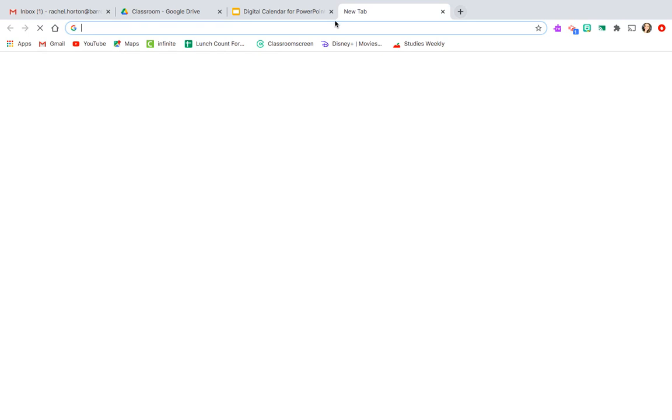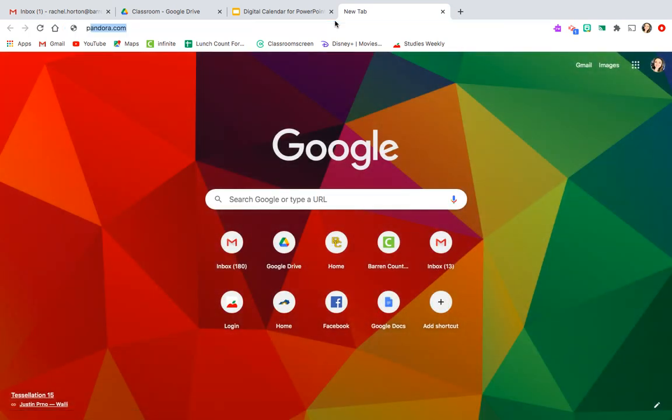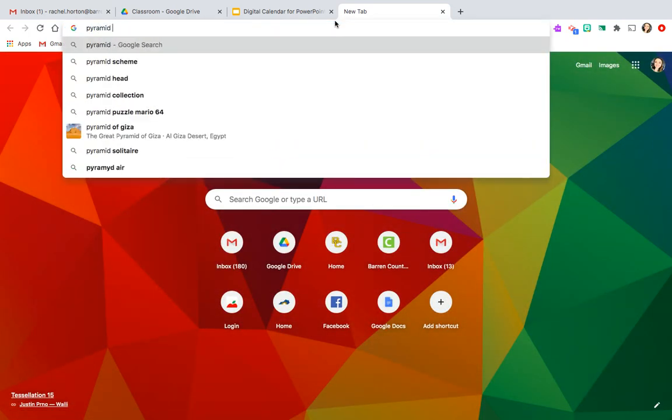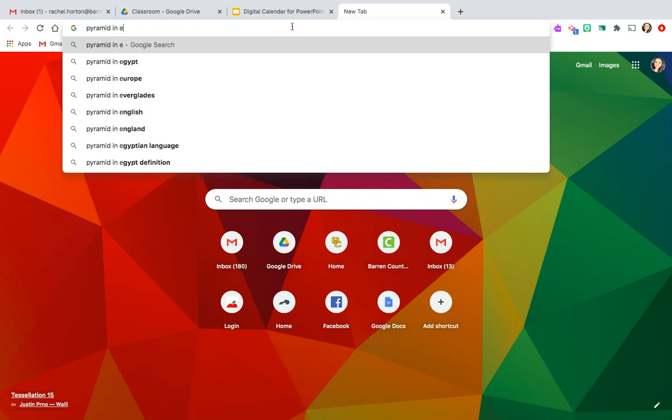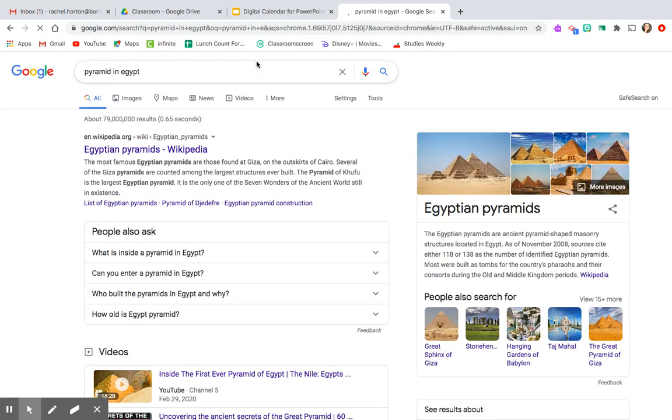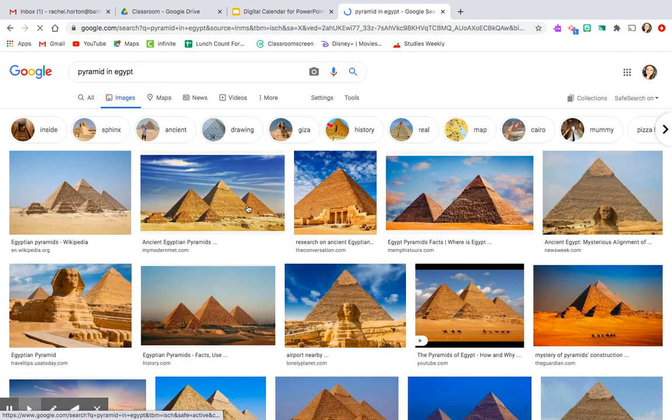Let's look at what the pyramids in Egypt see what they look like. All right. Wow, look at those. They look just like Miss Horton's image. A pyramid. And they have a bunch of them. So cool.